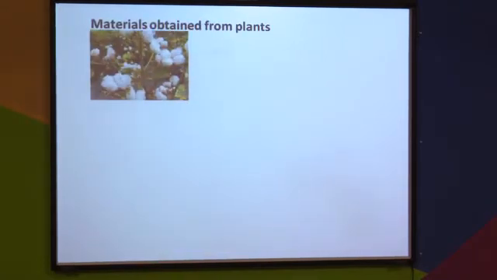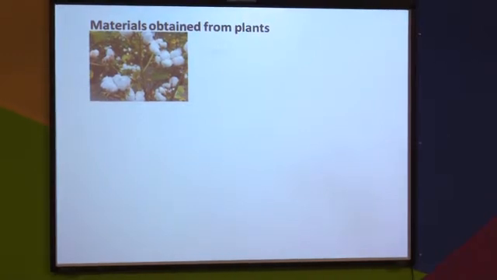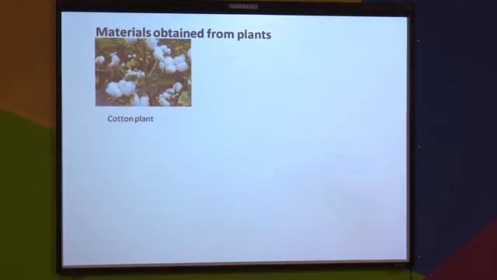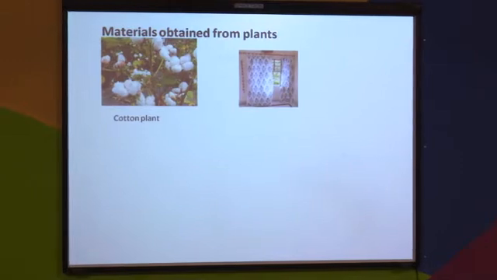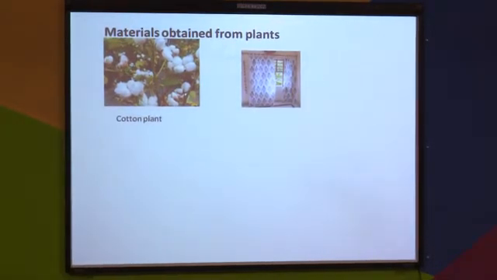Now again we'll see some materials that we are getting from plants. See here, the cotton plant. You can see the plant. Cotton we are getting from it. Okay. So what do we get from the cotton plant? First we get cotton, and we also get fibers to make cloth from the plant. How? We get fibers from cotton only. Yes or no?